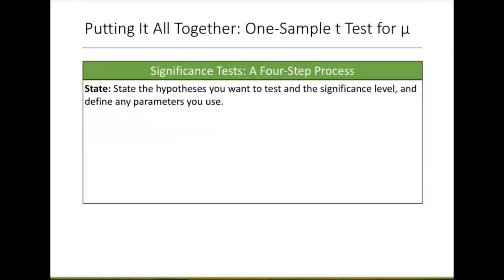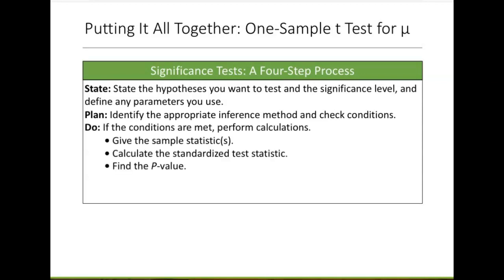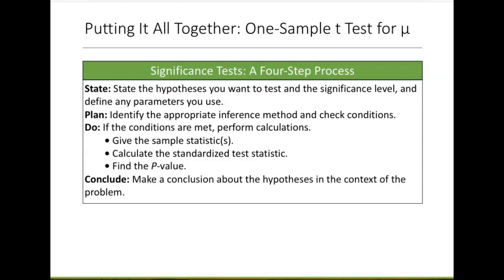So again, we can just use kind of the state plan do conclude format just to remember all the steps that we need to input, right? So state, for a significance test, state your hypotheses, define your variables, and state your significance level that you're going to run the test at. Plan, check your conditions, right? Do, now you're naming your test and you're performing your calculations in your calculator. And then conclude, we use the script where you state the p-value. Tell me whether it's larger or smaller than the significance level, then we either reject the null hypothesis or we fail to reject.